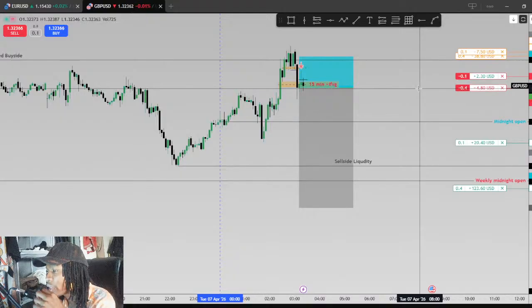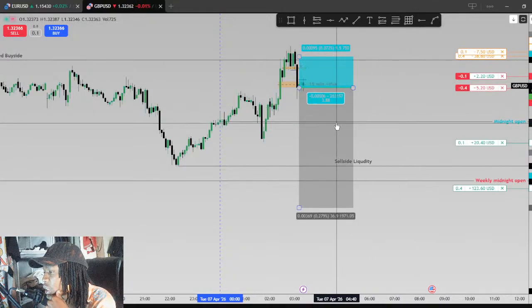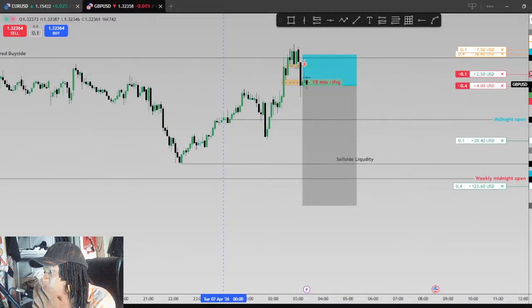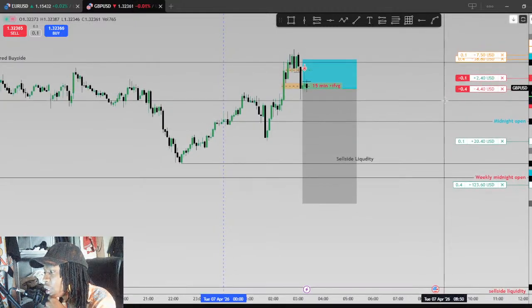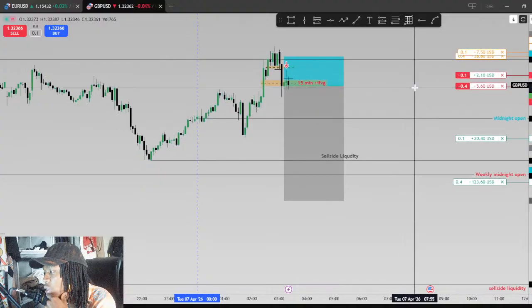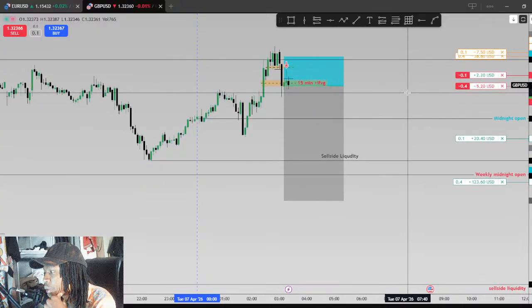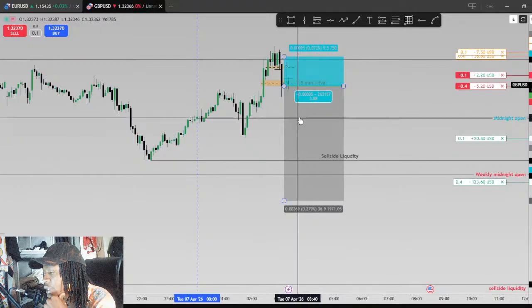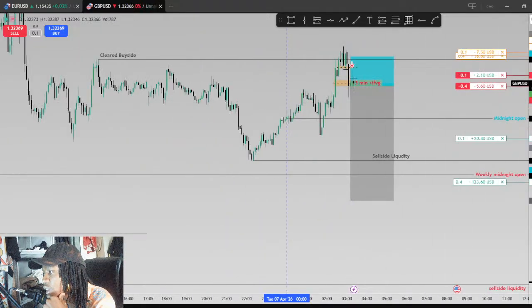So I'll be looking forward to trim my risk if we do trade to midnight open. I'm gonna trim my risk a little bit, reduce my risk and my exposure. Let us see if we do get to trade the midnight opening price. I'll trim the risk definitely.